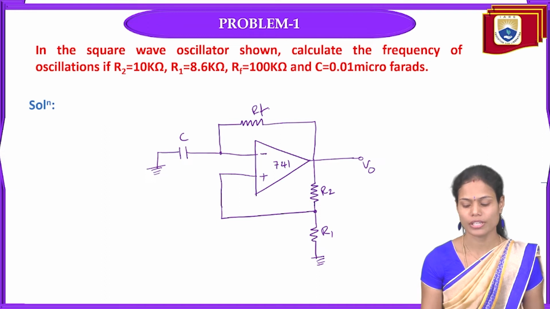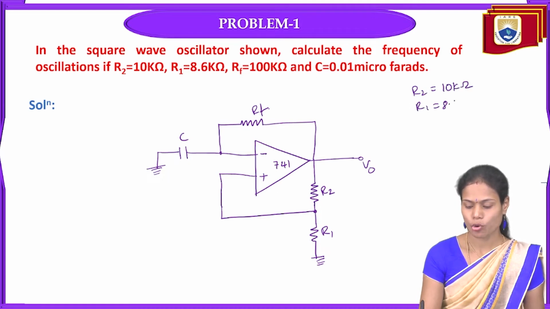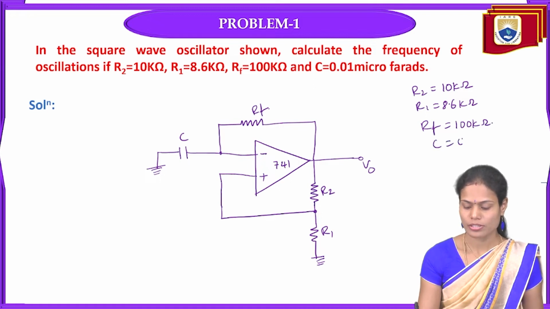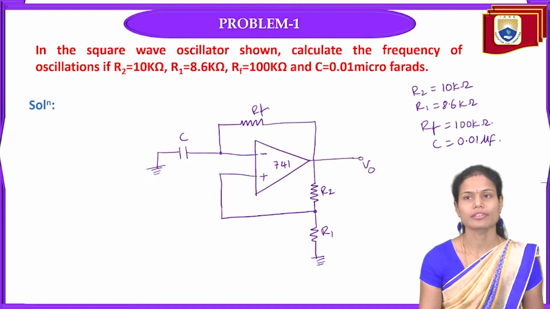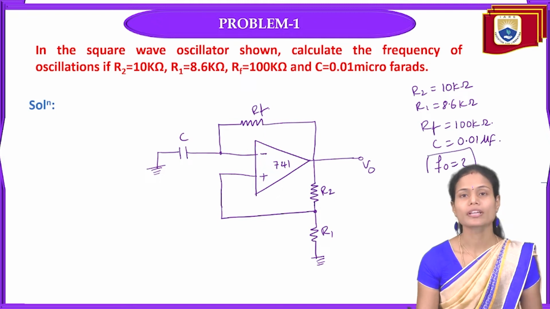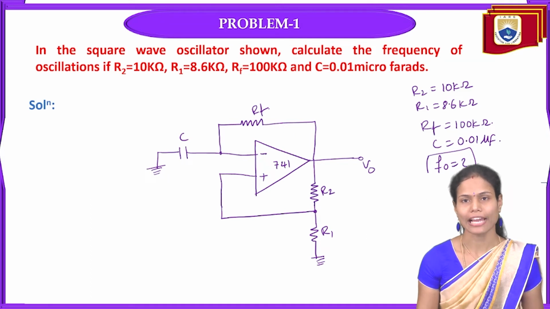From the problem, first we'll write the given data. R2 is 10 kilo ohms, R1 is 8.6 kilo ohms, feedback resistance RF is 100 kilo ohms, and capacitance is 0.01 microfarads. We need to calculate the frequency of oscillation of this particular oscillator, that is, at how much frequency it is able to oscillate and generate the signal.